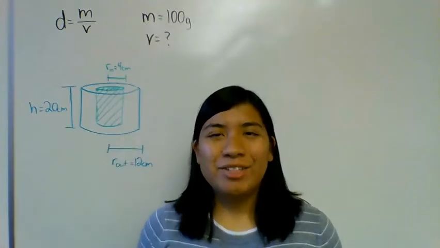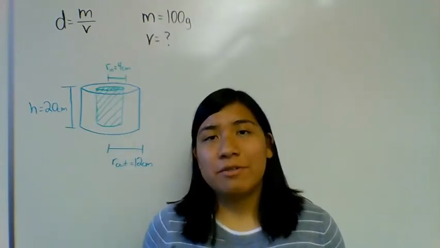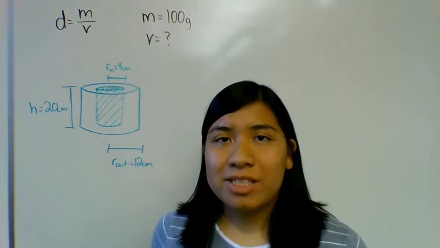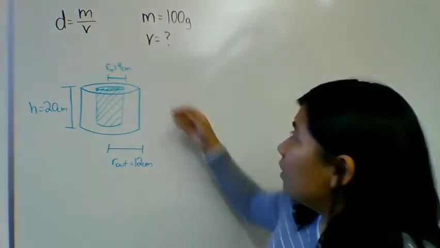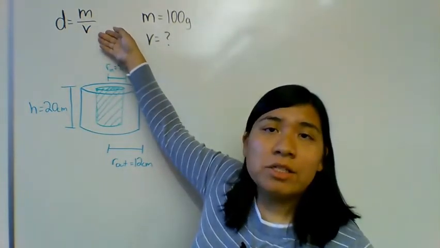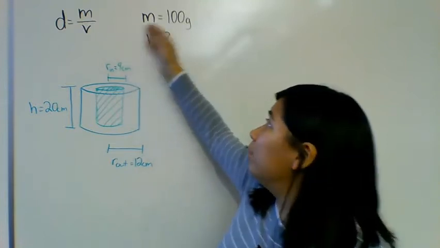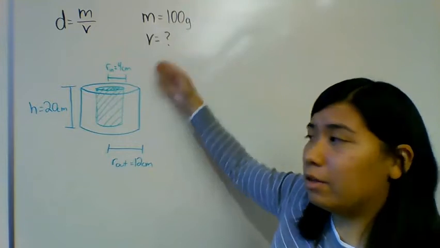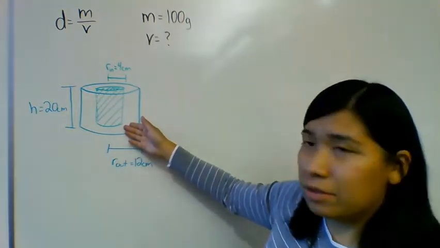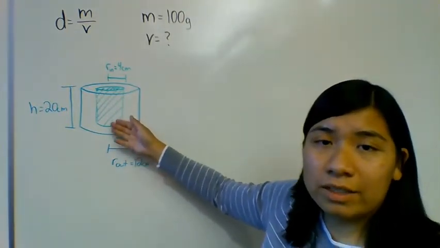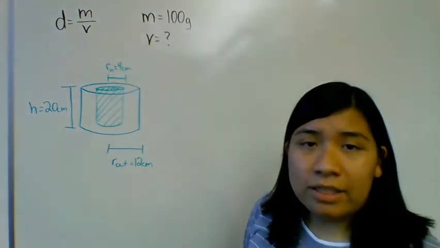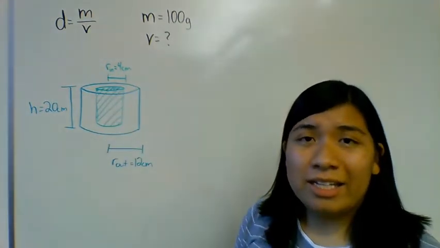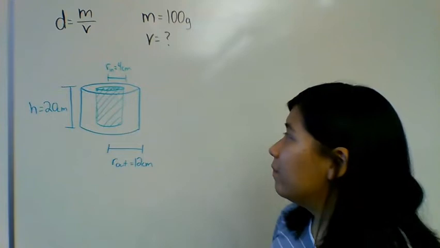Hey everybody, I want to show you how to find the density of a hollow shape. So let's get started. Here, I know my density equation: it's mass divided by volume. I was given a mass of 100 grams, and now I need to find the volume of this shape. This is going to be a cylinder, a hollow cylinder. The inside that is shaded in, that is the hollow part.